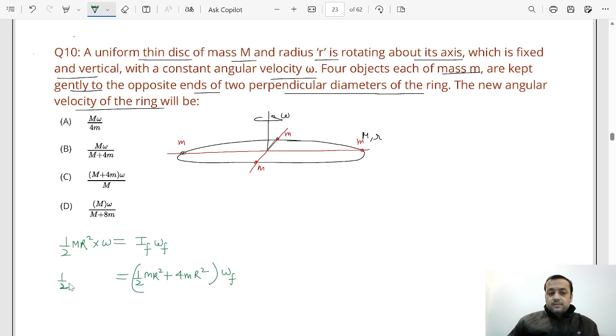So very easy question. R square gets cancelled. If I multiply this by 2, this becomes M omega, and this becomes M plus 8m into omega final. So omega final will be capital M into omega upon capital M plus 8m. So capital M into omega upon capital M plus 8m will be the correct answer for this question. I hope you have understood.